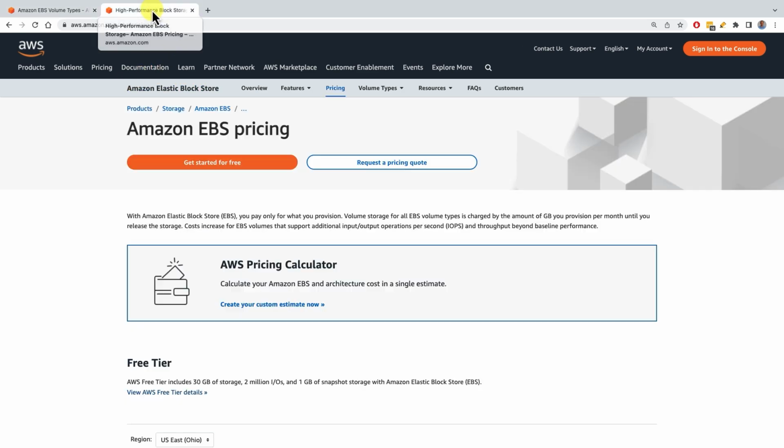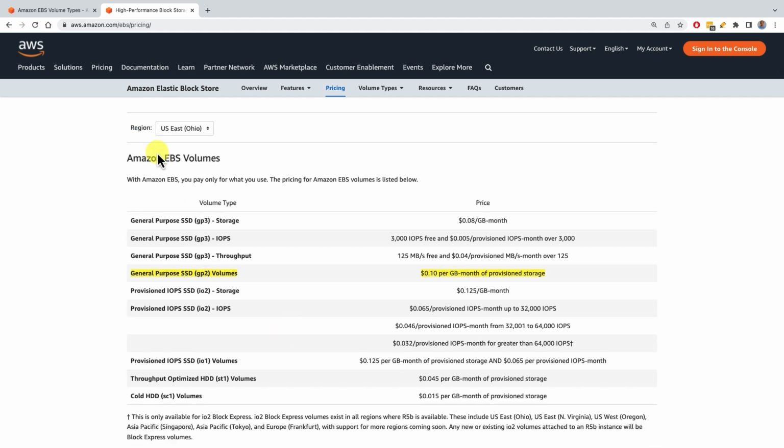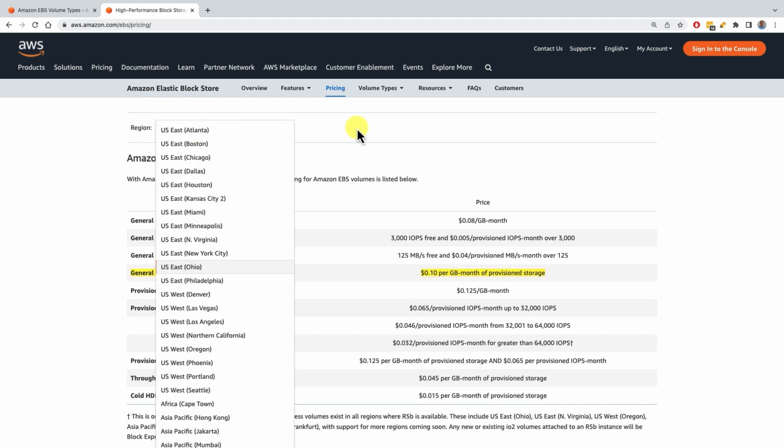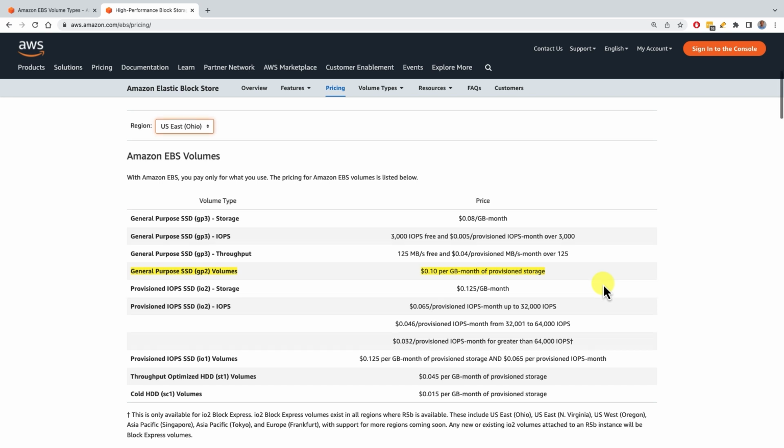In terms of pricing, there's another page. By the way, both these pages will be included in the downloadable slides. And here you select your region, and for US East Ohio, you have the pricing. Here's GP2, 10 cents per gigabyte month of storage provisioned.